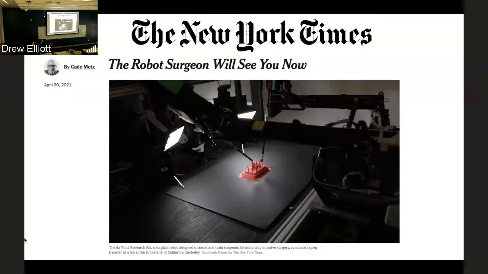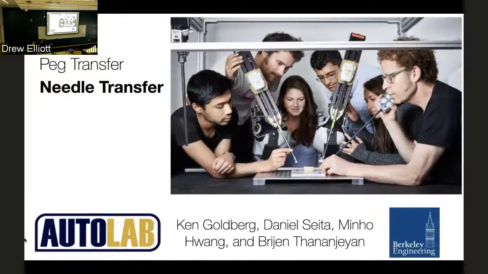And anyway, this was picked up by the New York Times, a nice article on it. It was a little snarky, of course, being the New York Times, but anyway. So let's move on to needle transfer, and this is brand new.